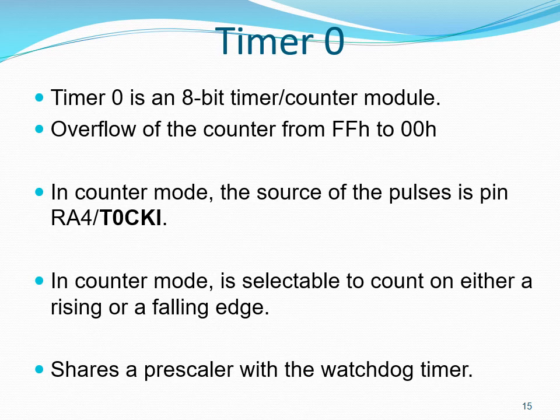In counter mode, the source of the external count pulses is the pin T0CKI, which is multiplexed with the digital pin RA4. In counting mode, the timer is selectable to count on either the rising edge or the falling edge of the external count pulses. Timer 0 shares a prescaler with the watchdog timer.